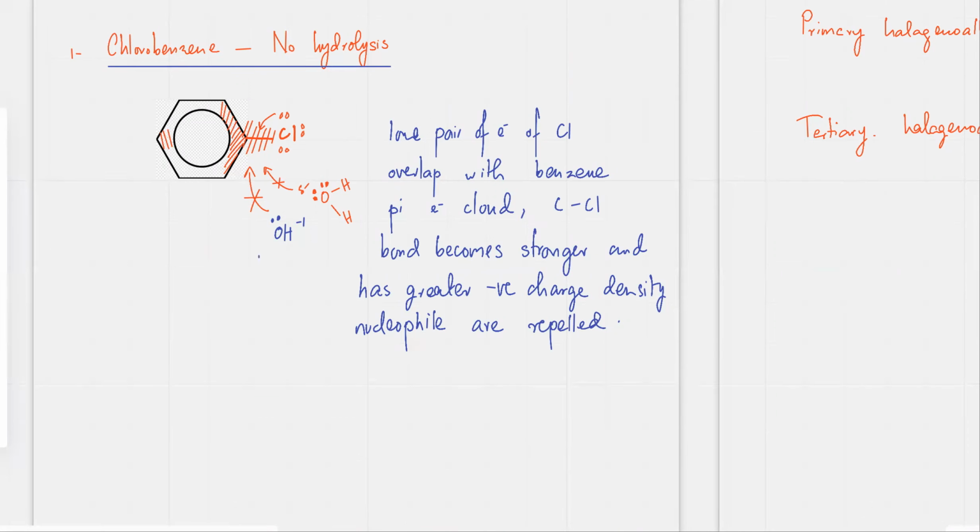So that's your nucleophile. It's not going to be attracted to either water or OH- ions. The lone pairs are going to be as far away from these electrons as possible. So the Cl overlaps, and the bond becomes stronger and has greater negative charge density. So the nucleophiles are going to be repelled.